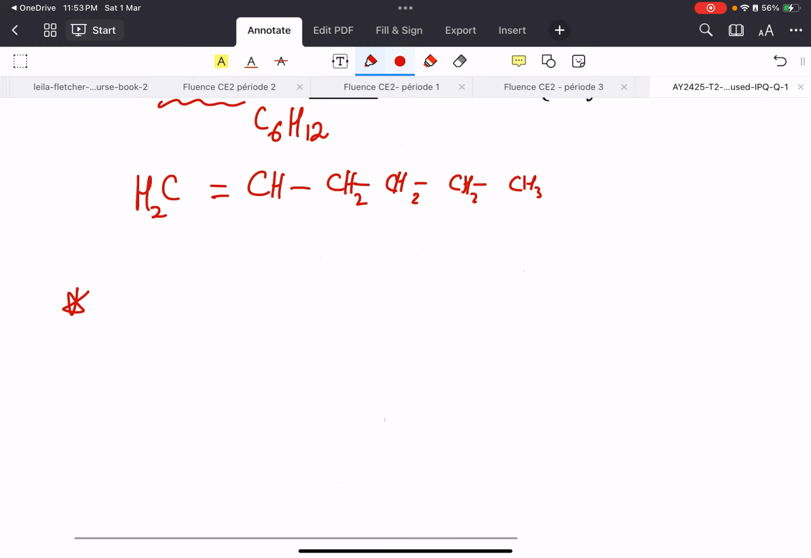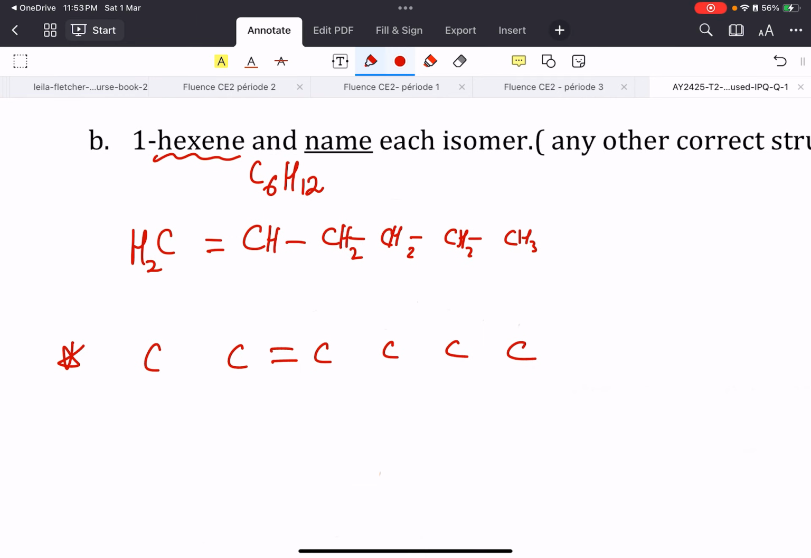So the first isomer, I'm going to take the double bond and move it from the first carbon to the second carbon. 1, 2, 3, 4, 5, 6. So instead of drawing 1-hexene, this is going to be 2-hexene. These are the hydrogens.